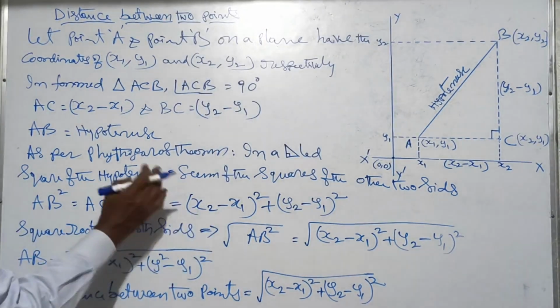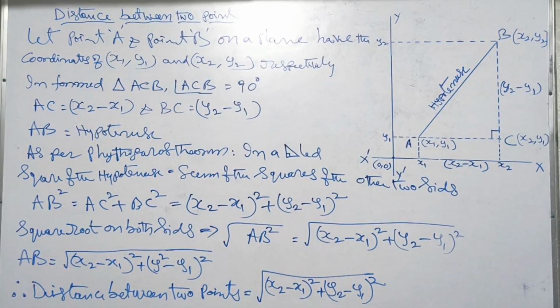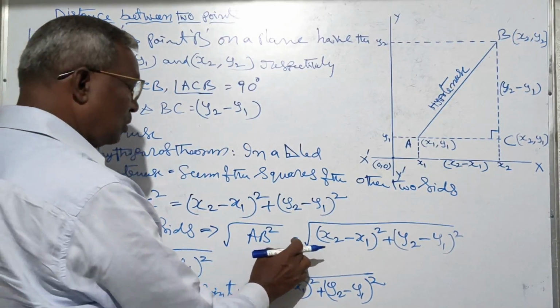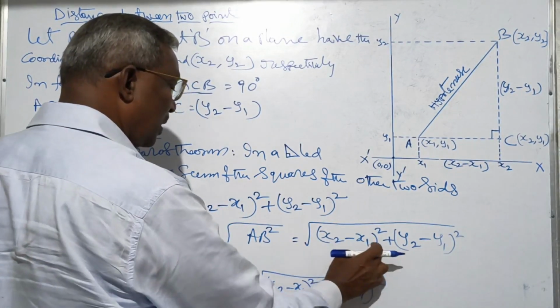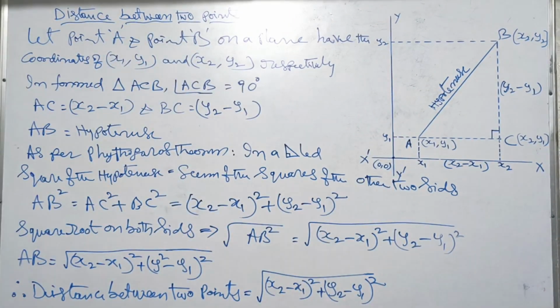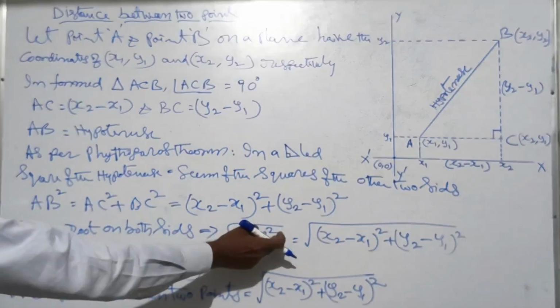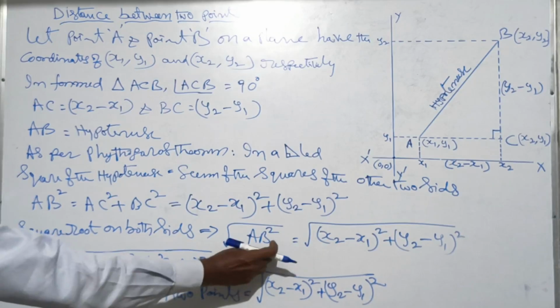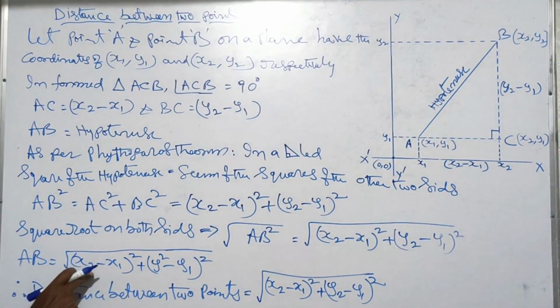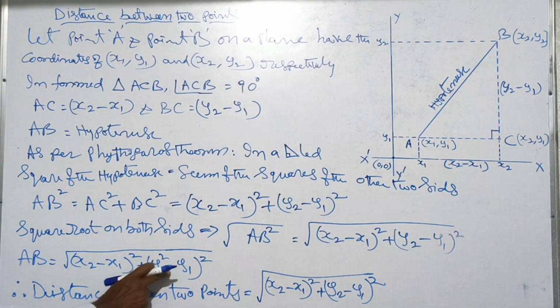Square root on both sides. The square root of AB square is equal to the square root of (x2 minus x1) whole square plus (y2 minus y1) whole square. Here the square root and square cancel, so only AB is left over. AB is equal to the square root of (x2 minus x1) whole square plus (y2 minus y1) whole square.